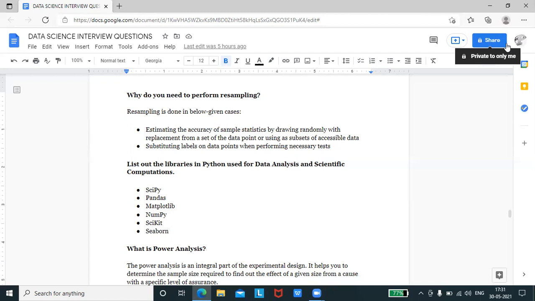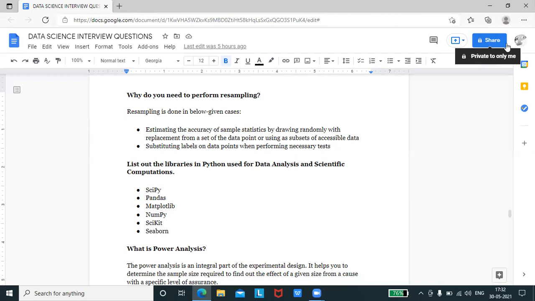Then we have pandas. Pandas means panel data, for structured data operations and manipulations. It is extensively used for data munging and preparation. Pandas was added relatively recently to Python and has been instrumental in boosting Python's usage in the data scientist community.